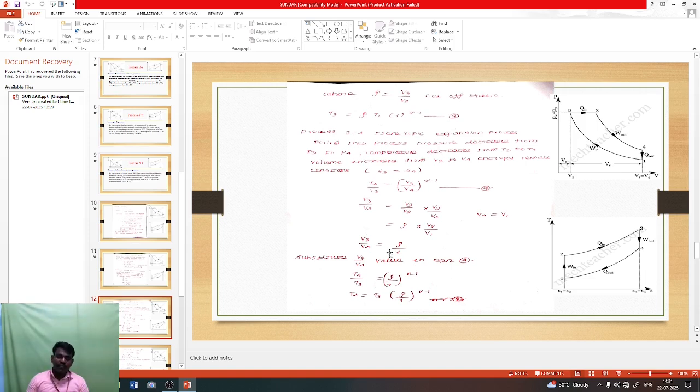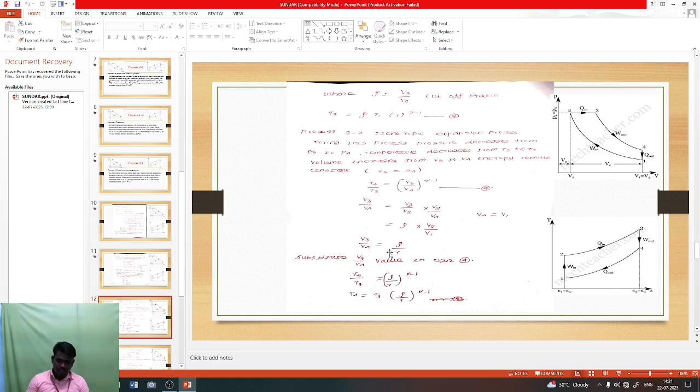So now we can calculate V3 by V4. We can write V3 by V4 is equal to V3 by V2 into V2 by V4. Here V3 by V2 we already know is rho, into V2 by V4. V4 is equal to what? We can check our process 4 to 1. V4 is equal to V1. So we have to replace the value V4 with V1.